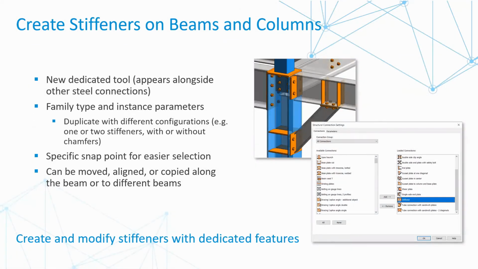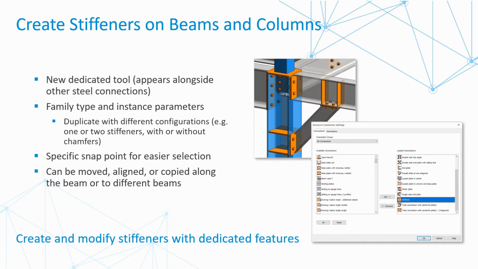Autodesk has now introduced as well the ability to create stiffeners on beams and columns. This function has been there on specific connections. Now, what Autodesk have done, this has been made a dedicated tool that appears alongside other steel connections, right? It is a family, with type and instance parameters. You'll be able to duplicate with different configurations.